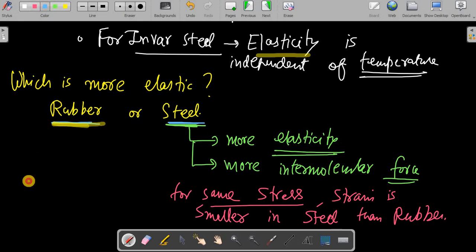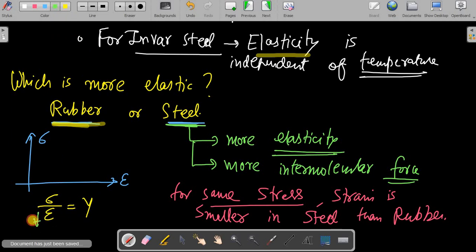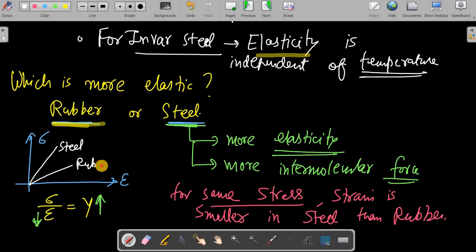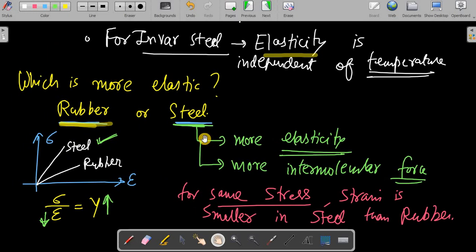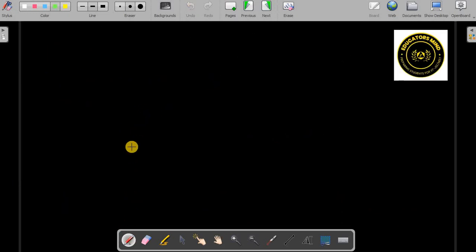Okay, suppose I draw the graph of stress versus strain, right? The stress by strain ratio you take, that is called Young's modulus. So if a smaller strain happens for the same stress, Young's modulus is larger. So Young's modulus will be larger for steel, and for rubber it may be like this. So definitely whichever has larger Young's modulus has more elasticity. Okay, then let's go to the next.